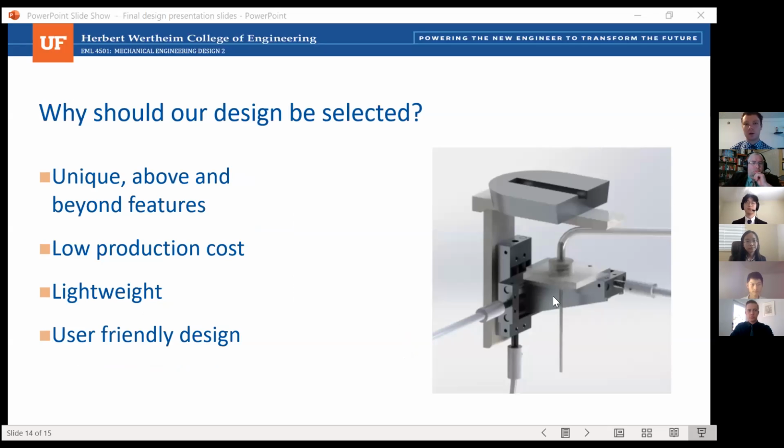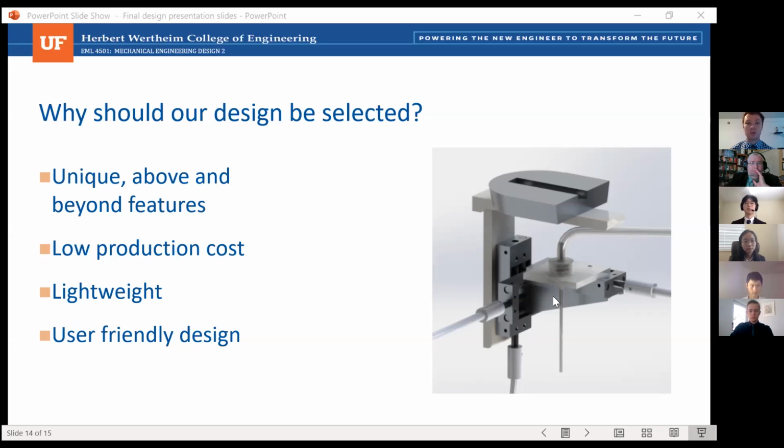So why our design? I'd like to reiterate 4 key reasons why you should select this design for prototyping. As discussed previously, it has a lot of innovative features. It has an incredibly low production cost of just over $1,000, and this is significantly lower than the $4,000 we were allotted. It's very light, coming in with all microscope mounted parts at just above 100 grams. This is also significantly lower than we were asked to do.